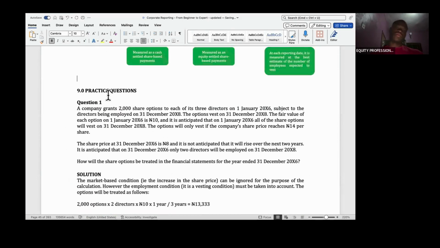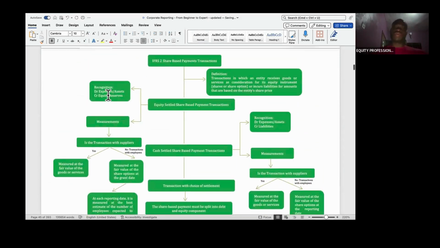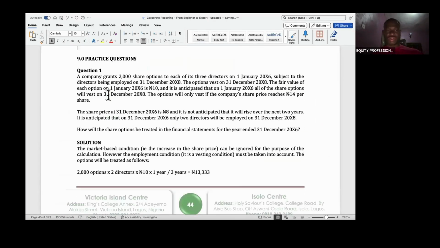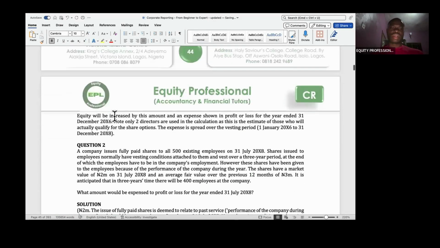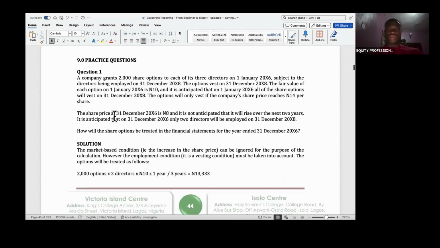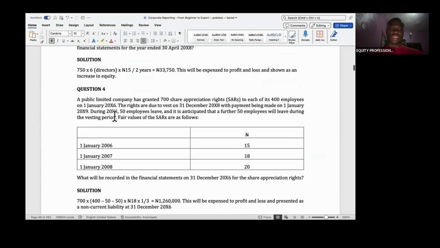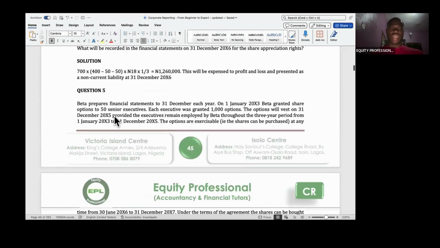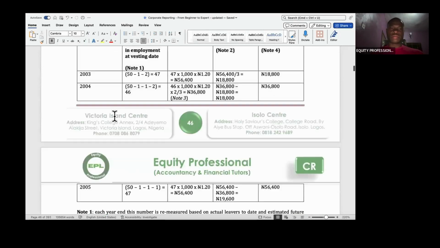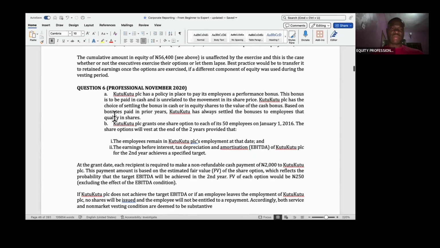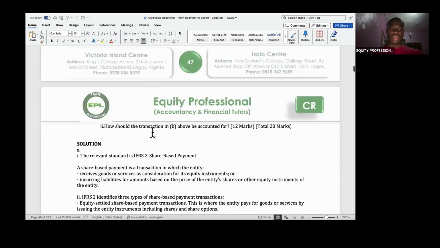So what you will need to do, very importantly, is go through these practice questions to see that you're able to solve and understand them. If there's any area you don't understand, you can let me know. There are plenty of questions there that you can practice. There's even an ICAN past question. Like this one is an ICAN past question. You can try it.